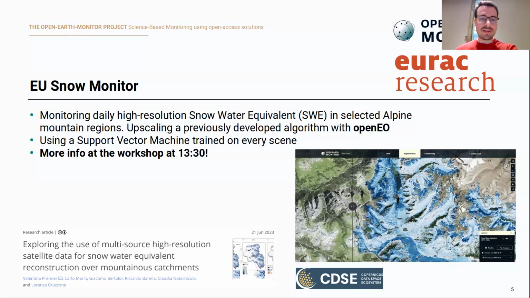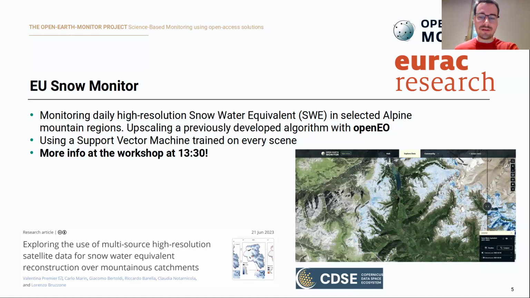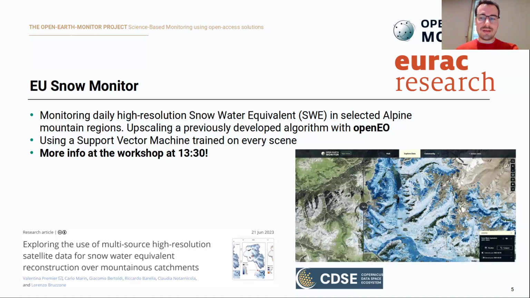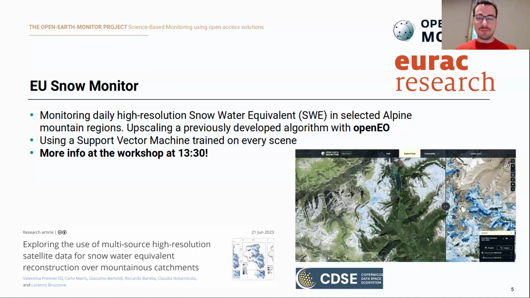The algorithm involves using a support vector machine, which is trained on every scene, and using a lot of covariates that are available on Copernicus Data Space Ecosystem. But I will not spend too much time on this because there will be a hands-on workshop at 13:30 that is organized by EURAC. So please go there if you are interested to know more.